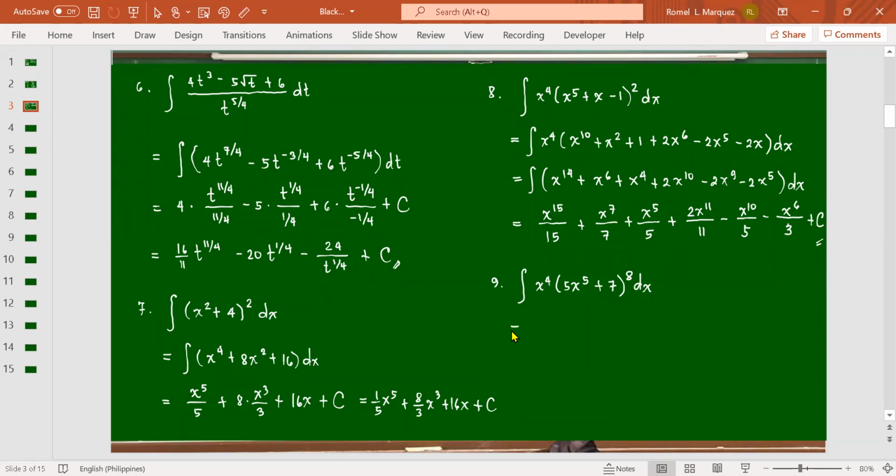What do you suggest, Erlin Ulef, for number 9? Can we do it by expanding first and then integrate? Yes, sir, we can do that. Yes, we can do it, but it's not practical. We can do the chain rule. We can expand, but it's not practical to expand.